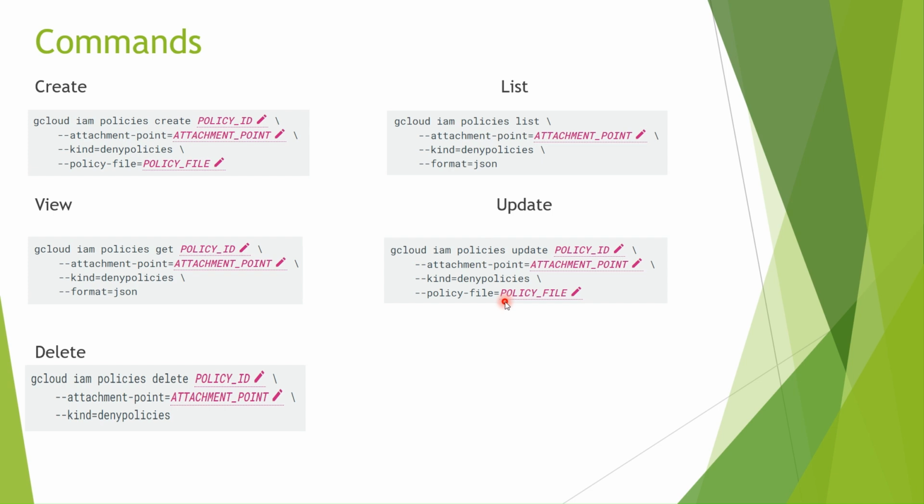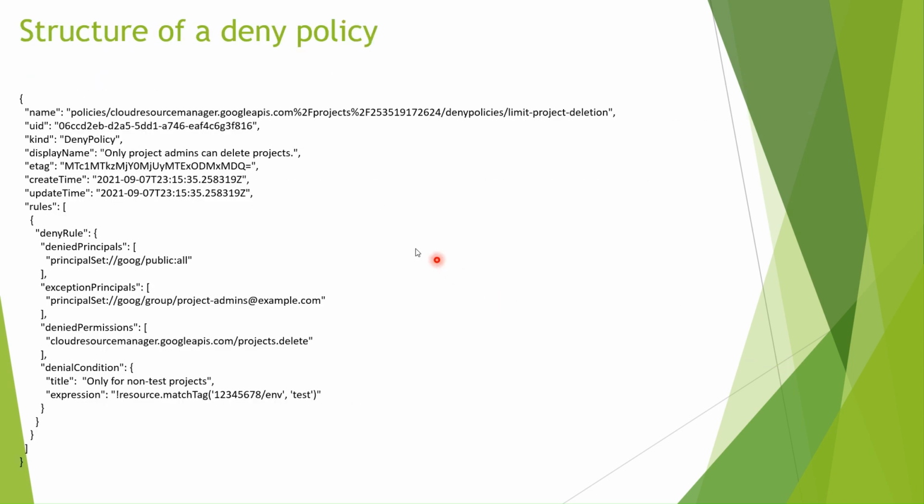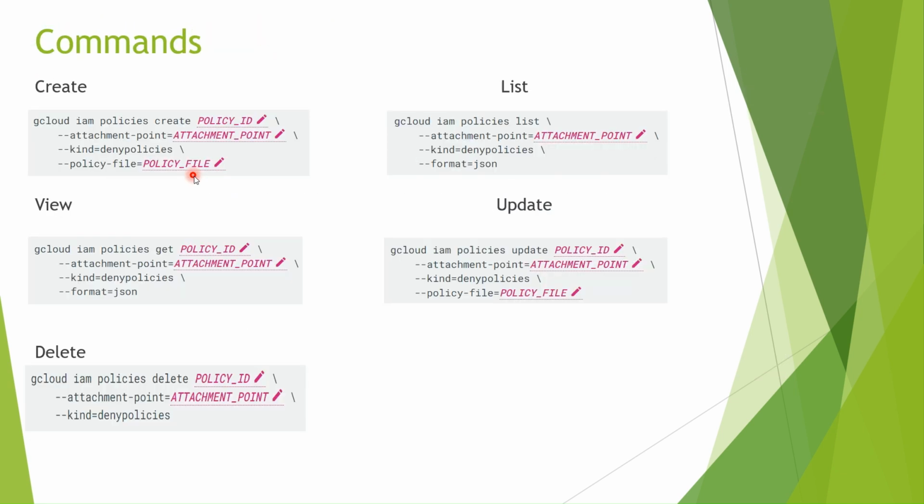Whenever you create a policy, it will create an etag. If you want to update a policy, make sure that the etag is the same. How can we do that? First of all, you have to view your policy in JSON format and copy the etag, or you can output your policy to a file, and in that file you can update your policy.